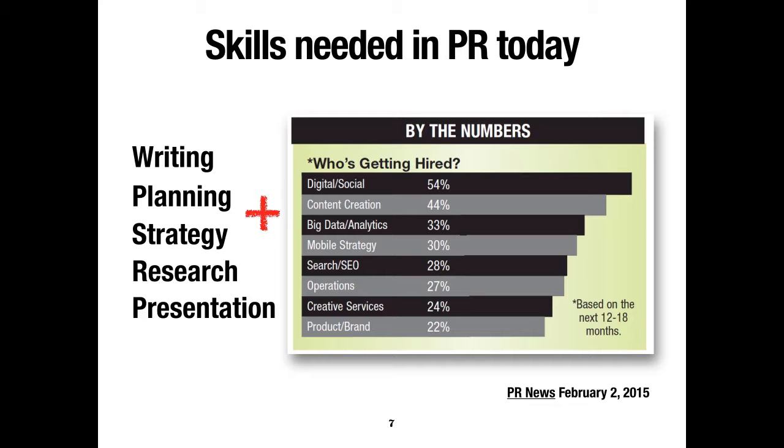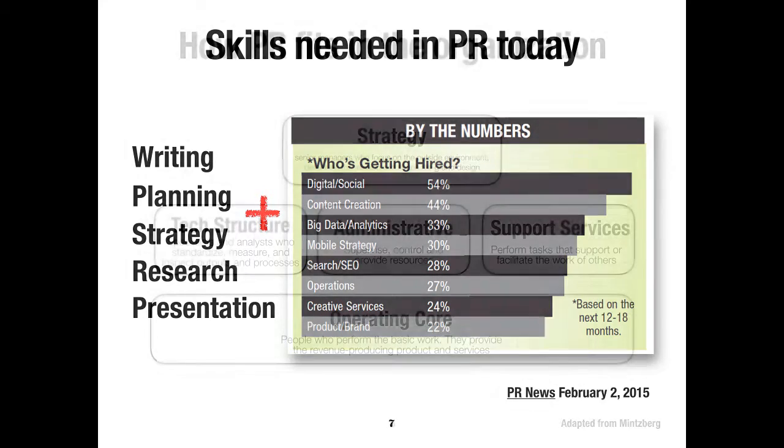Who's getting hired? It's people with those skills on the left side, and it's people with understanding of digital social media. 54% of the time we consider that to be the very important skill. Creating content, that's videos, stories, pictures, anything that you could post on social media. Understanding how big data and analytics work. Those are all important. So you move down the list. Those are the kinds of things that you're going to have working knowledge of if you want to be in the public relations business.